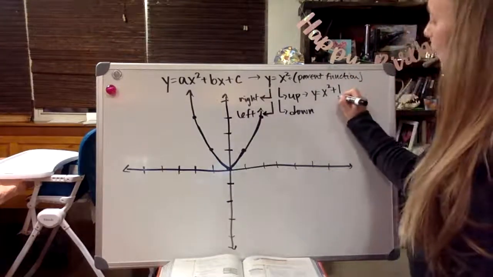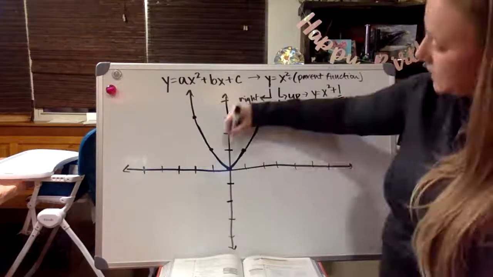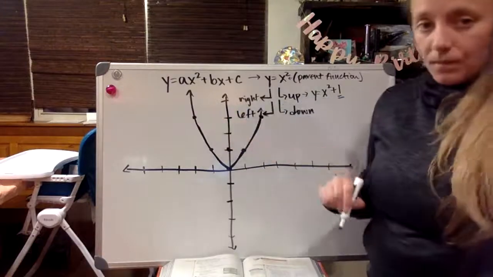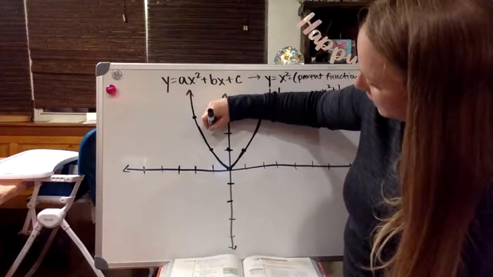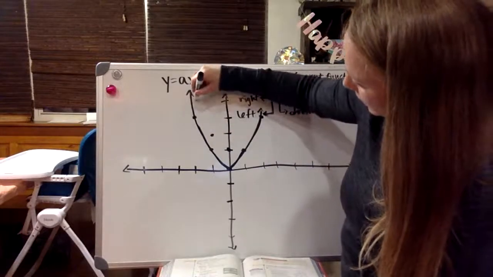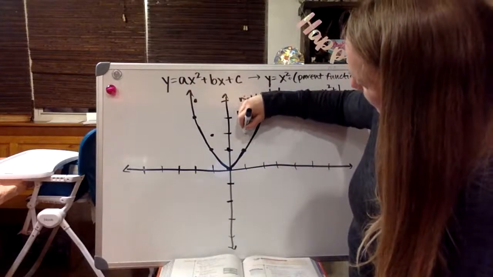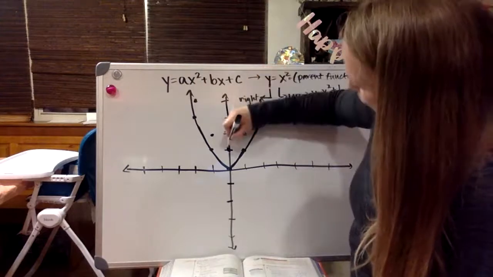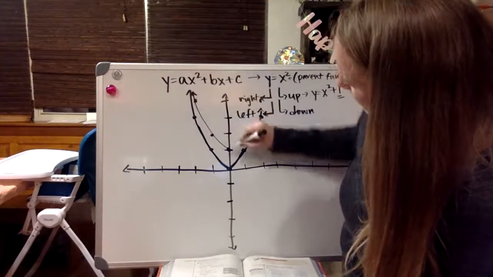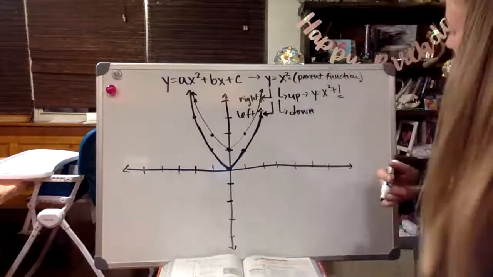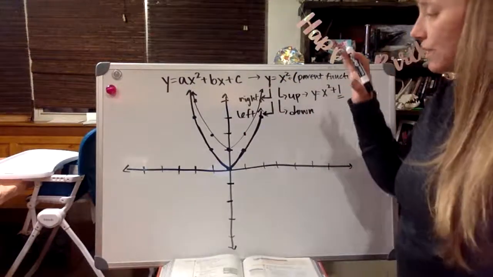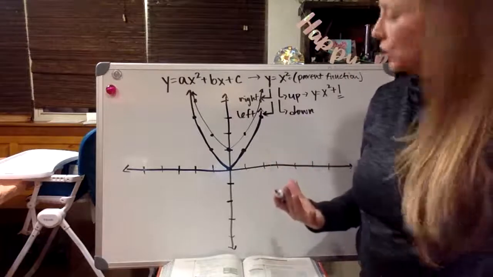This y-intercept right here is now here. So now it's just shifted up one value. That means this point has moved here. Everything has shifted up one value. There's my new parabola. Cool? Awesome.